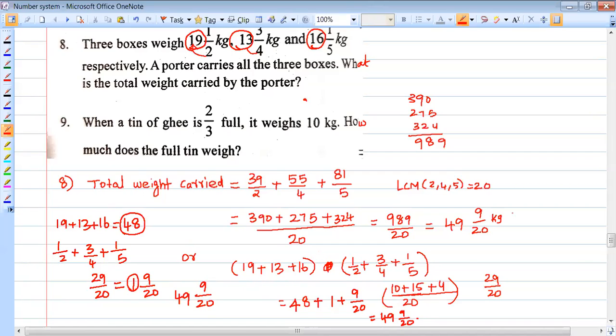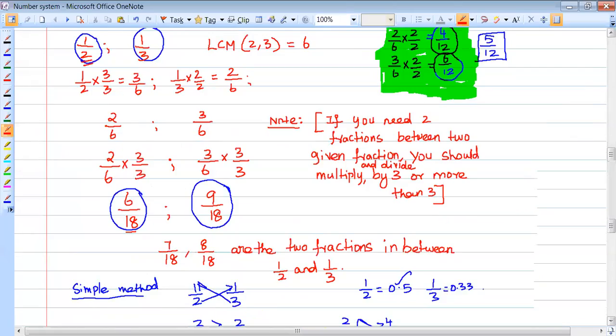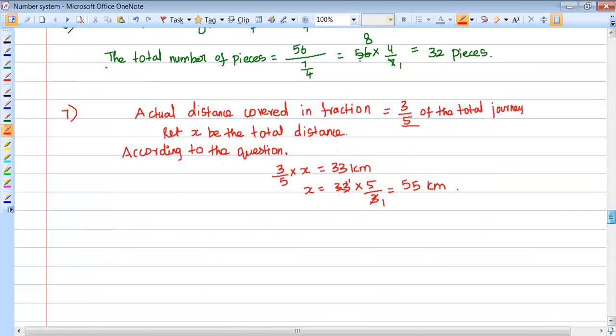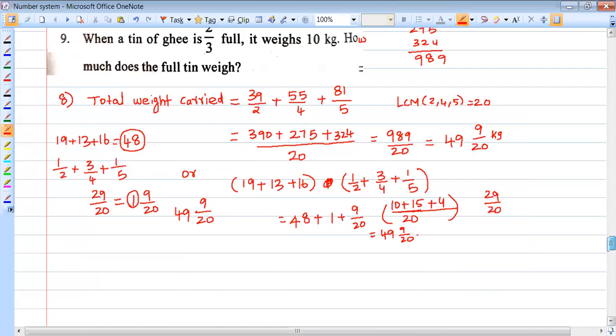So let's discuss question number 9. Yes, it is applicable for all kinds of fractions. Now let's discuss question number 9. Okay. So question number 9.